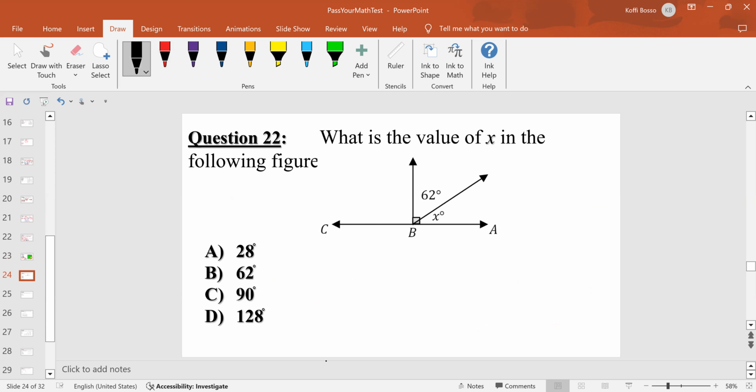Okay, question 22. What is the value of x in the following figure? Understand that this symbol here means that you have 90 degrees. If you have 90 degrees, and this is 62, to find x you do 90 minus 62, and you get 28 degrees. So press A.